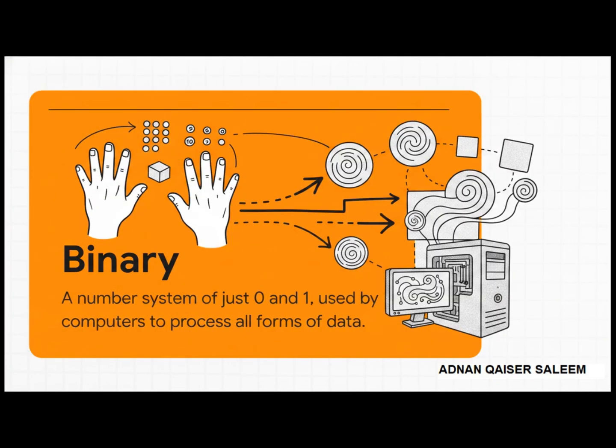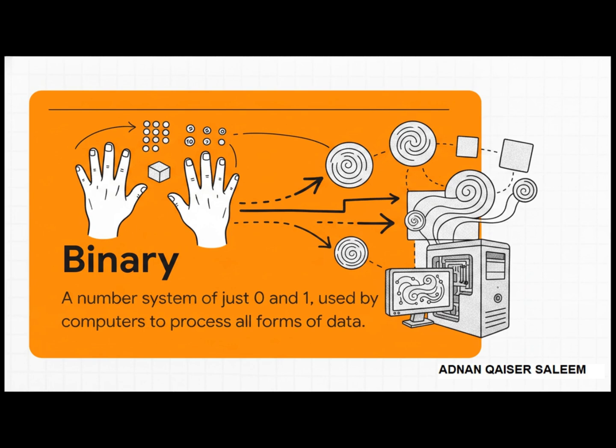To really understand binary, we kind of have to look at how we naturally count as humans. Ancient civilizations developed the base 10 denary system, the numbers 0 through 9, and that's likely just because we have 10 fingers to count on. It feels perfectly natural to us. But your computer doesn't have hands. It relies entirely on a base 2 number system, which we call binary.